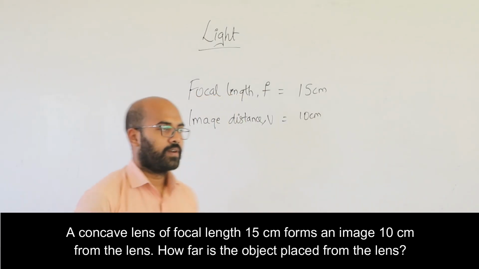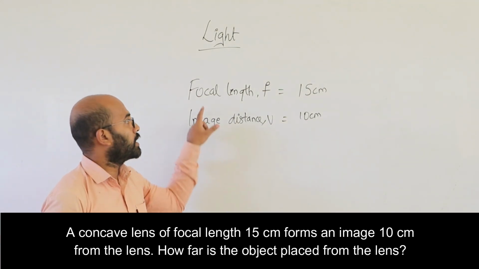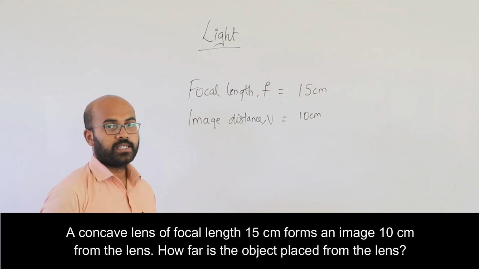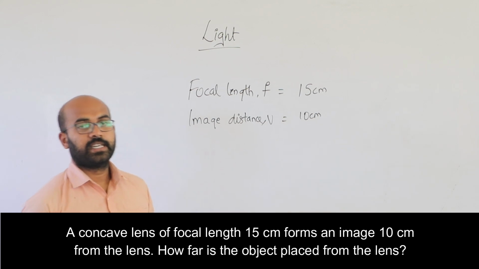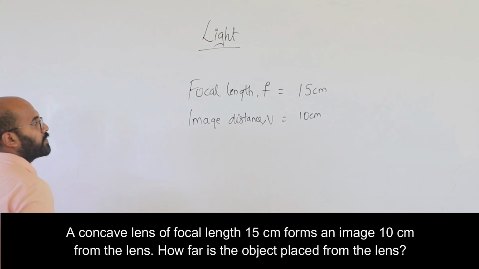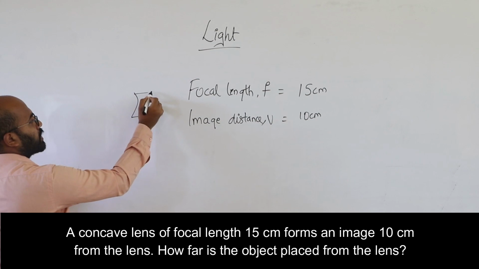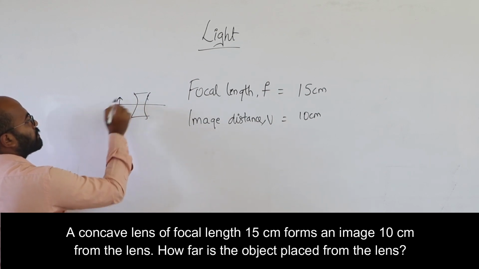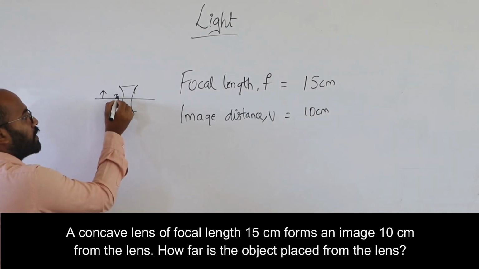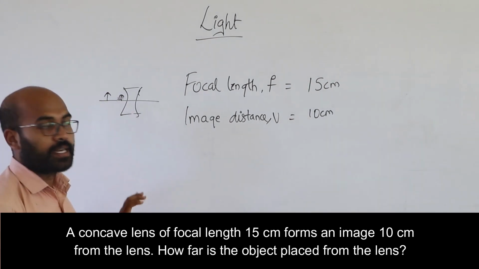So here what they have given is, it's a concave lens and the focal length of a concave lens is 15. And the image is getting formed at a distance of 10 cm from the lens. It means that image distance is 10 cm. So if you want to write whether it is positive or negative, take a rough sketch. It's a concave lens. Object is placed always on the negative x-axis. So image will also form on the negative x-axis because it is virtual and erect.